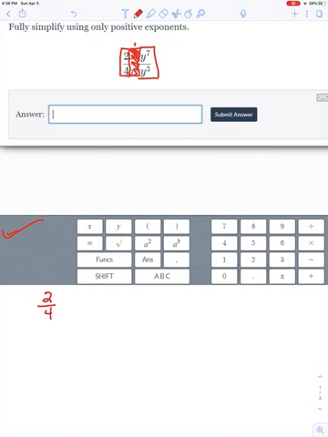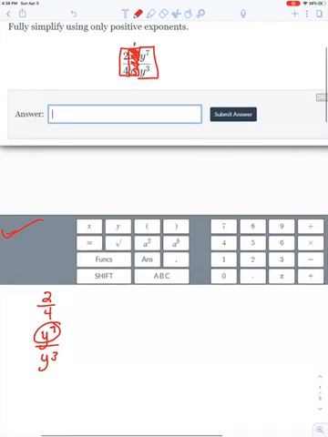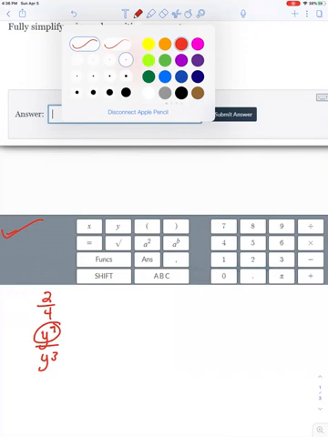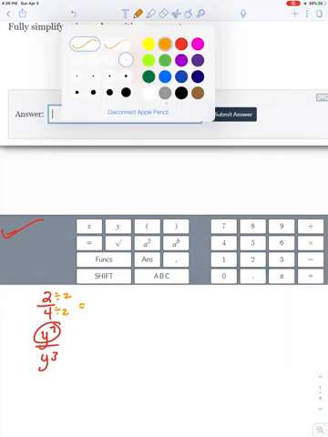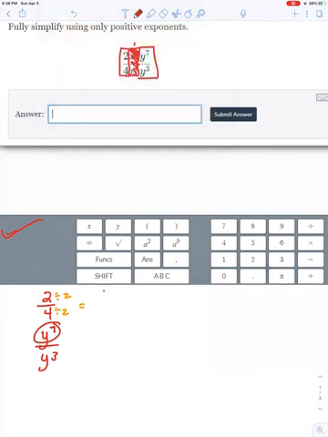So I've got 2 over 4, and then I've got y to the 7th over y to the 3rd. Majority of my exponents are in the numerator. Okay, let's simplify 2 over 4. We can divide by 2 on both of these. So, 2 divided by 2 is 1. 4 divided by 2 is 2. So my coefficients simplify to be 1/2.